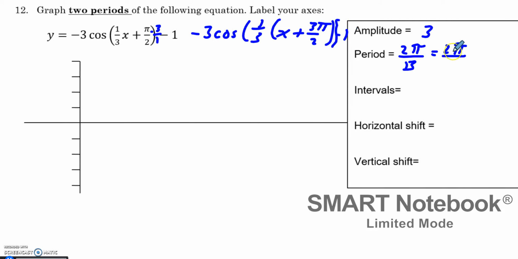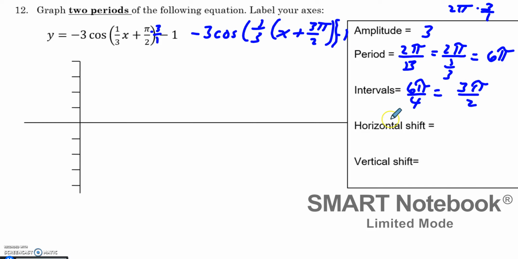So the b value is 1/3. 2 pi divided by 1/3 is really the same as 2 pi times 3 over 1. So the period is 6 pi. The interval is the period divided by 4, which is 3 pi over 2.